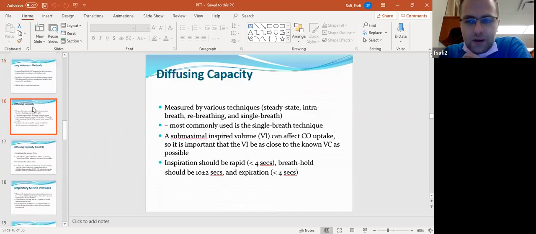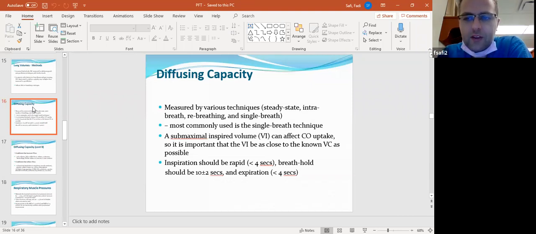Now, diffusion capacity. Diffusion capacity is very important because in your boards, you will 100% get a question about what are the factors that decrease or increase the diffusion capacity. Now, how do you measure a diffusion capacity? Very simple.